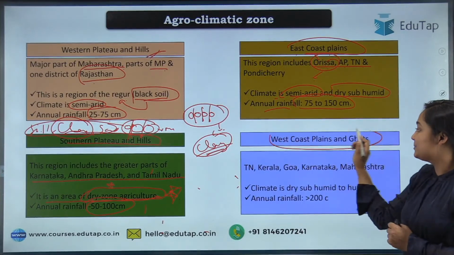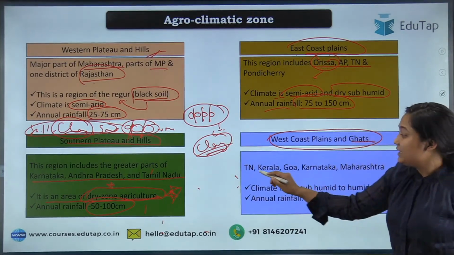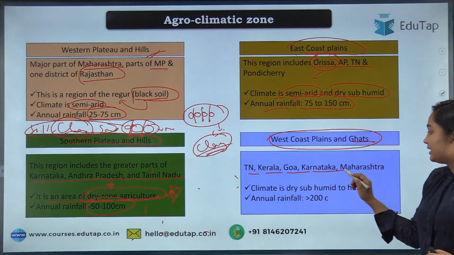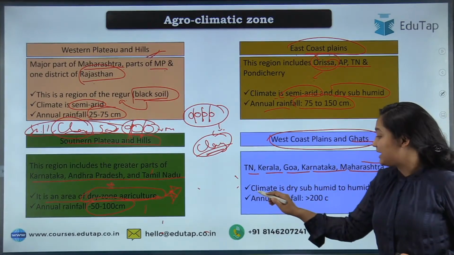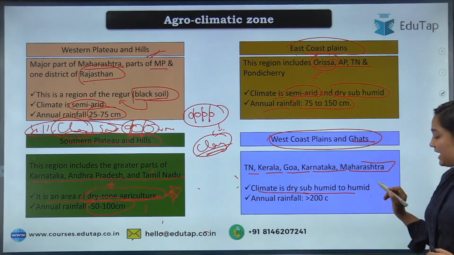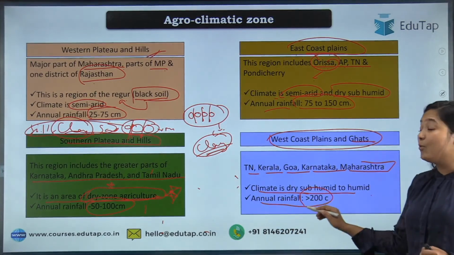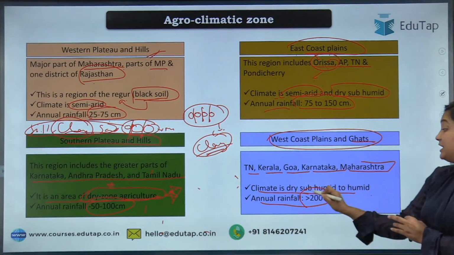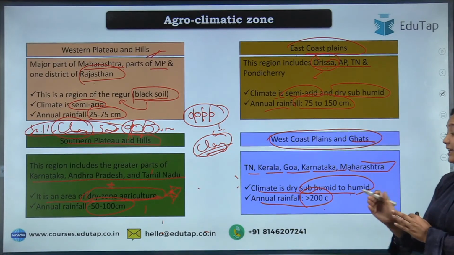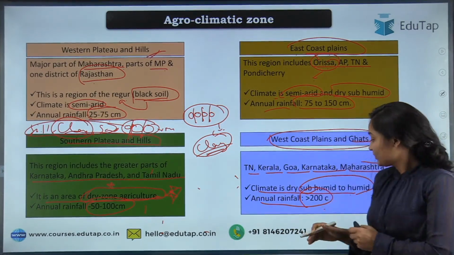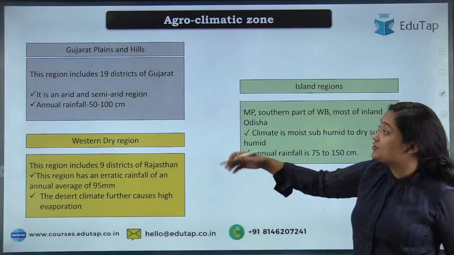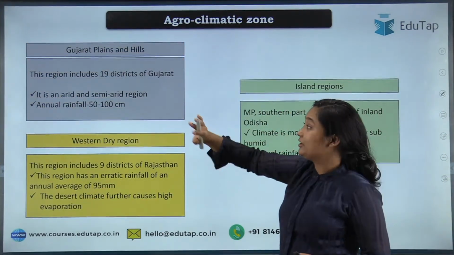Talking about the West Coast Plain and Ghats. Tamil Nadu, Kerala, Goa, Karnataka, Maharashtra are there. Climatic conditions are dry subhumid and humid, and annual rainfall is more than 200. Since the conditions are subhumid and humid, again rainfall is more than 200. Now moving to the next zones, the remaining 3 zones are mostly your dry zones.